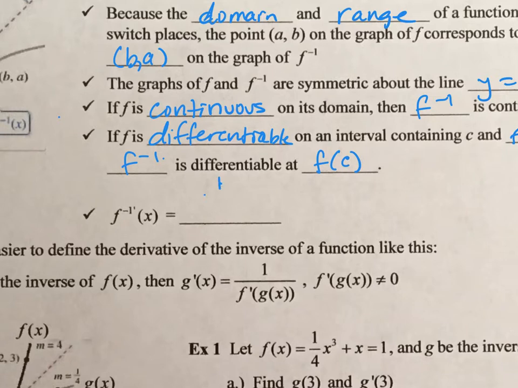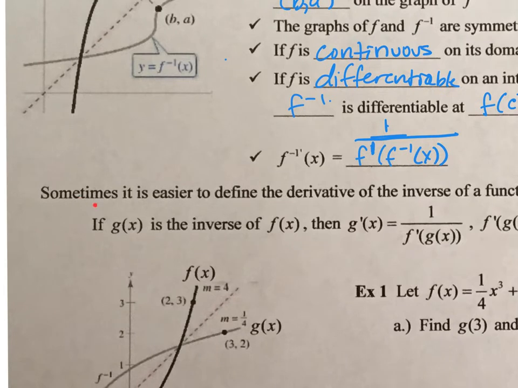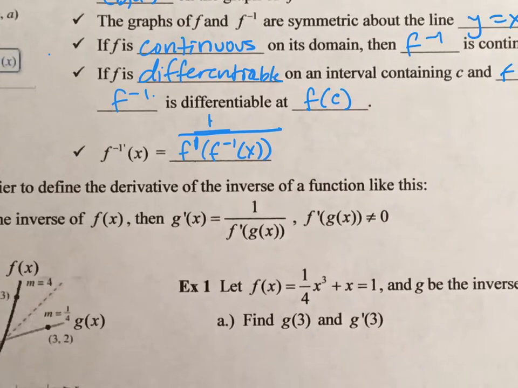We would take 1 over f prime of f inverse of x. So again, notice the notation. The apostrophe means a derivative. The negative 1 power means an inverse. Okay, so because of this crazy notation, it might be a better idea to define it a different way. So sometimes it's easier to define the derivative of the inverse of a function like this.